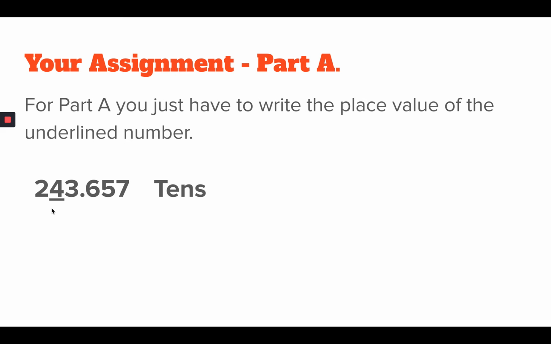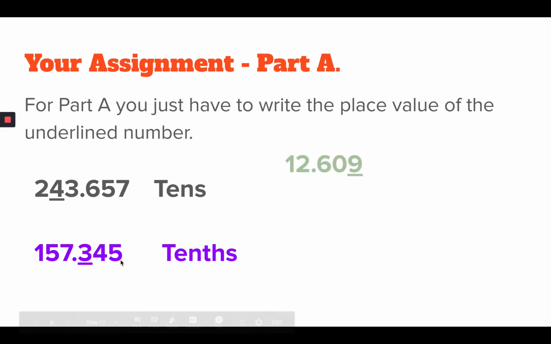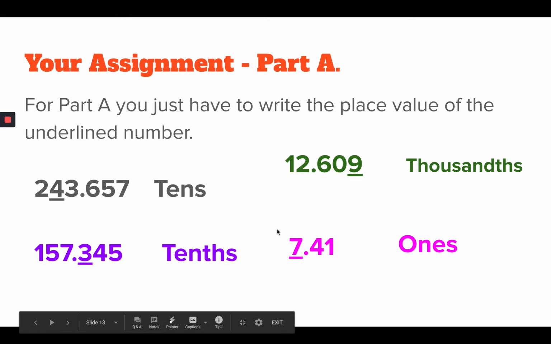Here's another example of a question you might have on your assignment today. What place value is underlined? Yep, that's the tenths. Remember, there's no ones column, so it goes tenths, hundredths, thousandths. All right, this one. Thousandths. And one more. That's just the ones column. You got it. So, cool.